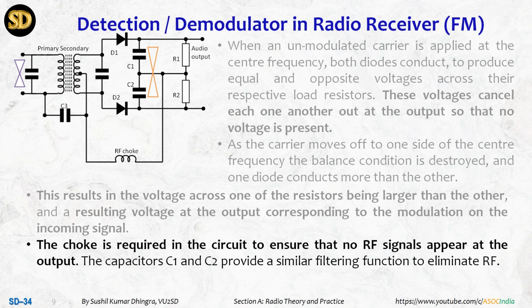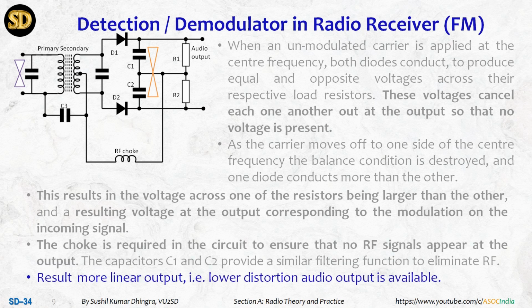The RF choke is required in the circuit to ensure that no RF signal appears at the output. To stop the RF signal, this is used, and the AF signal will only bypass, and C1 and C2 will work as a filter circuit after the diode to eliminate RF or fill the RF pulses or spikes. The result is a more linear output with lower distortion, and this audio output will go to the AF amplifier. This is the FM detection technique as a sample; I am not going to discuss other parameters.